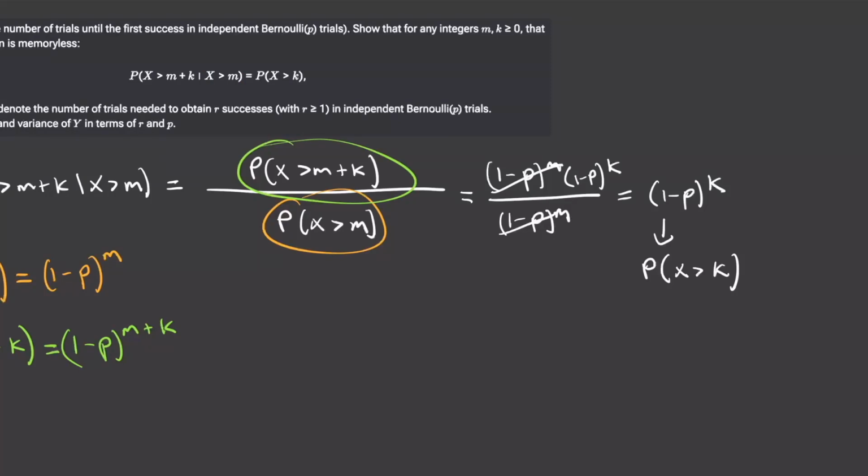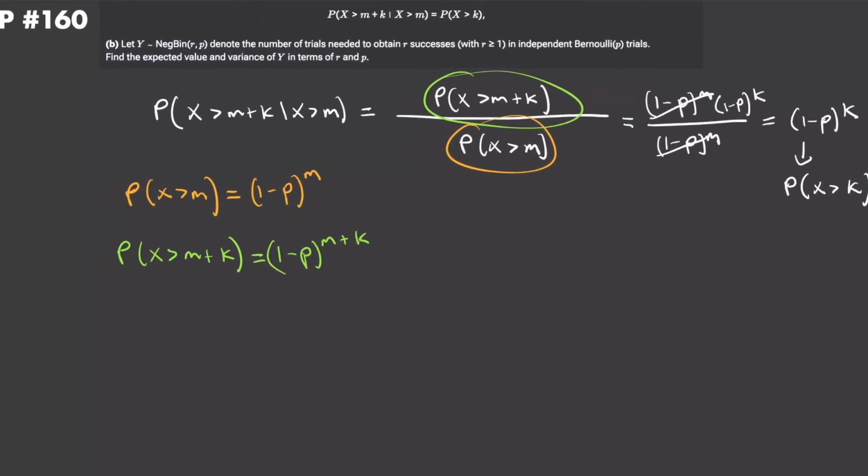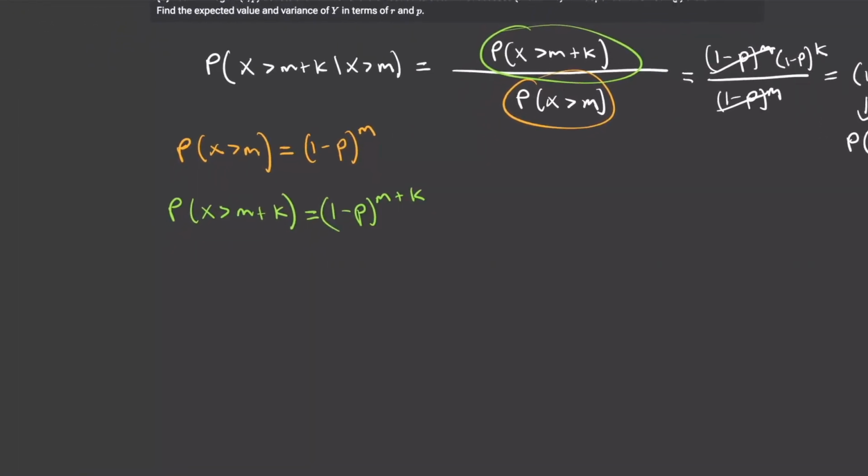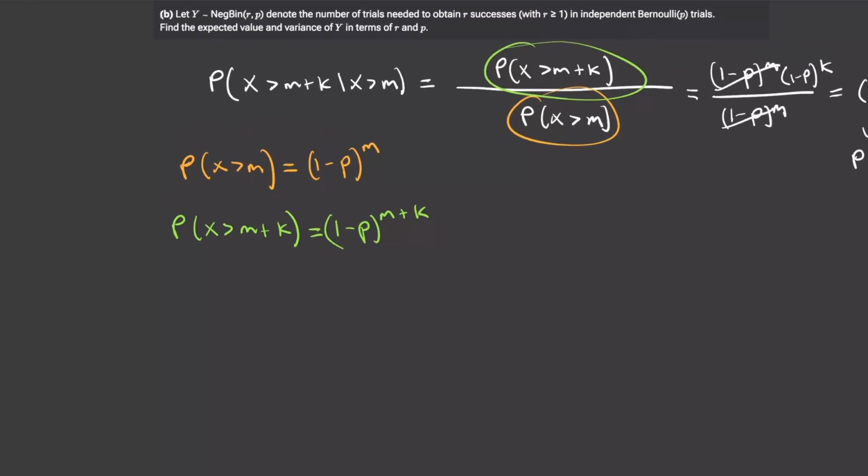Your probability distributions are still going to be exactly the same. And that right there is a pretty simple property to prove, right? It's the only discrete distribution that has that property. So now let's look at part B.